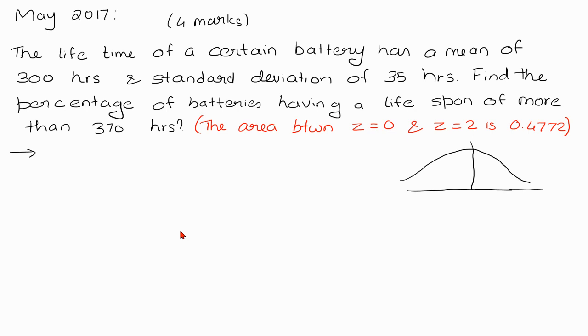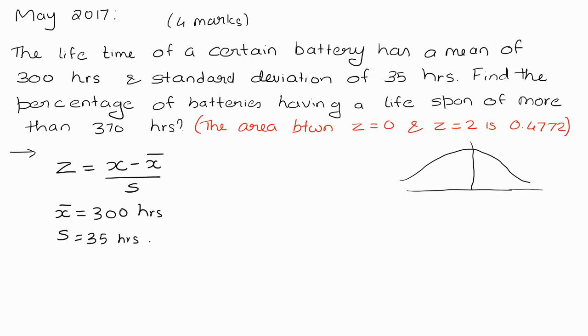Now since the mean and the standard deviation have been given, we know this is a problem of normal distribution. So I need to use this formula, z equals x minus x bar upon s. Now, the mean is 300 hours, therefore x bar is equal to 300 hours. Standard deviation s is equal to 35 hours. And now I need to find the percentage of batteries having a lifespan of more than 370 hours. Therefore, x is equal to 370.